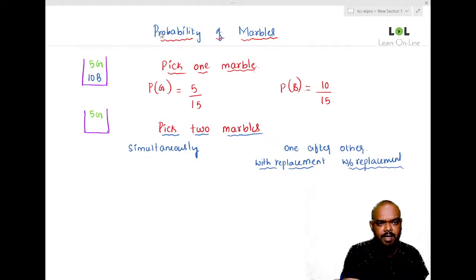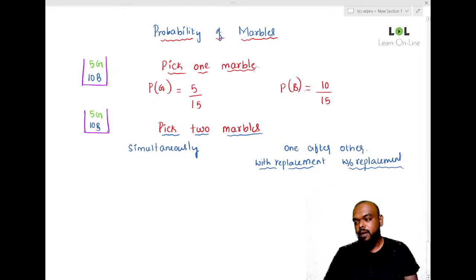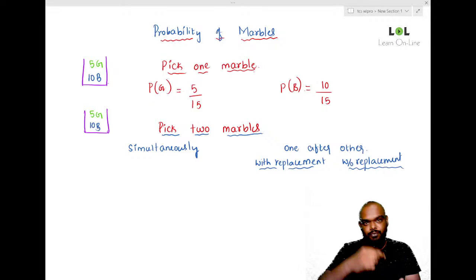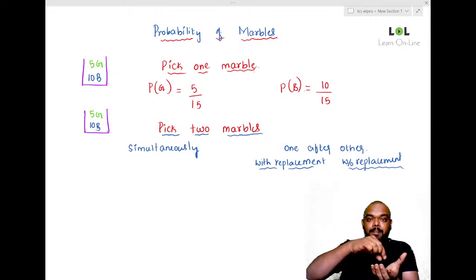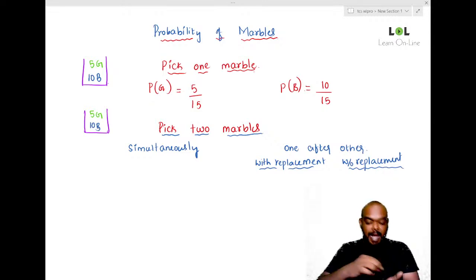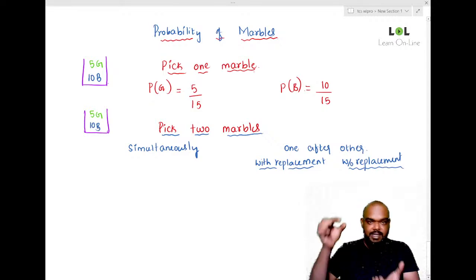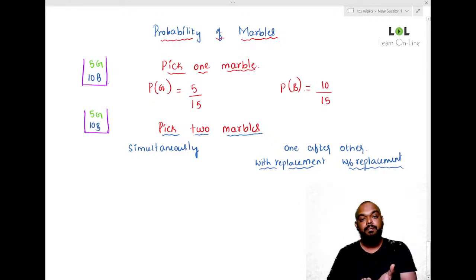Five green and 10 blue marbles. Look, Manohar, when you are picking one after the other, what happens? You pick the first marble, check the color, you put it back in the pot. Again, when you pick the second marble, you check the color, you put it back in the pot. This is what we call with replacement.